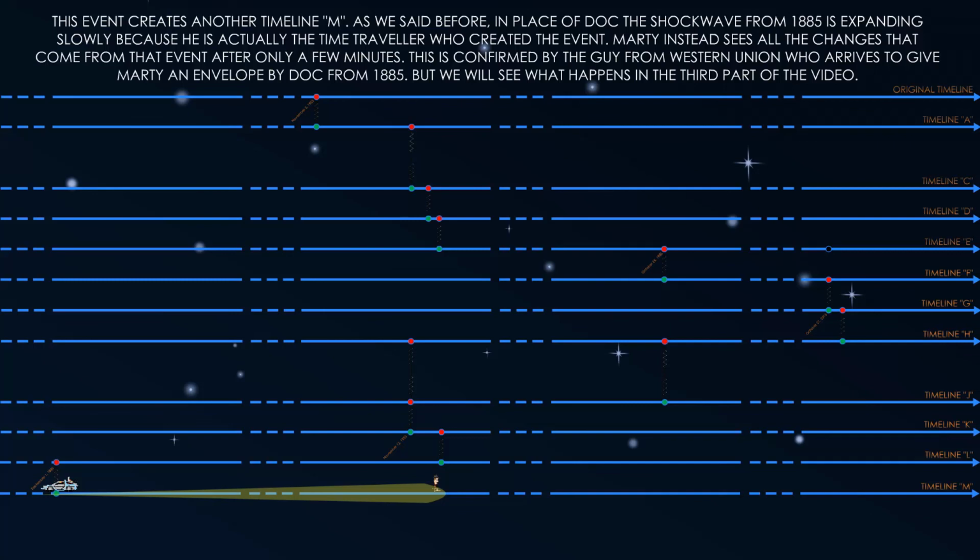Marty instead sees all the changes that come from that event after only a few minutes. This is confirmed by the guy from Western Union who arrives to give Marty an envelope from Doc in 1885. But we will see what happens in the third part of the video.